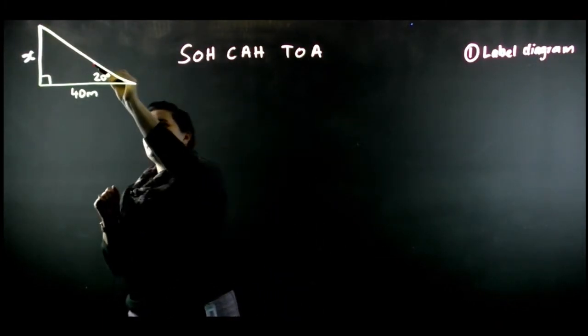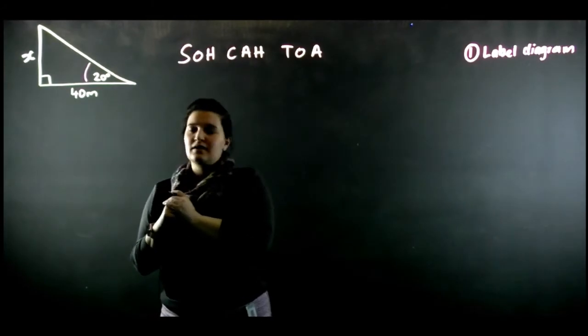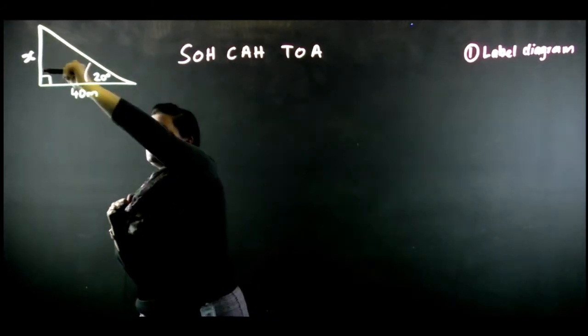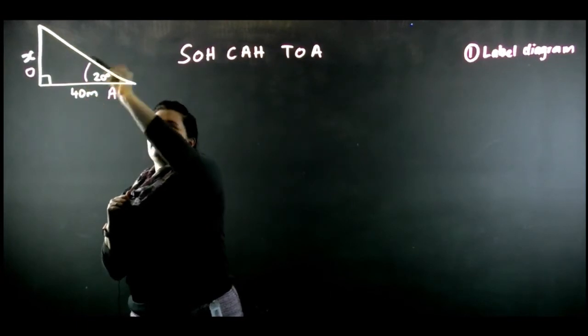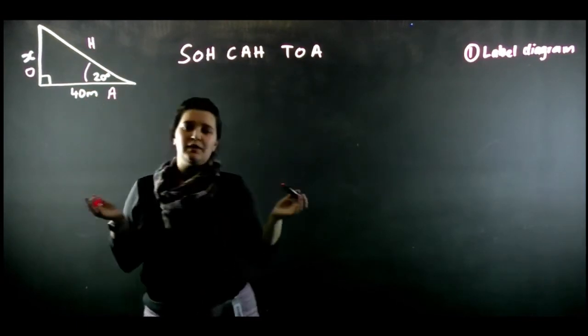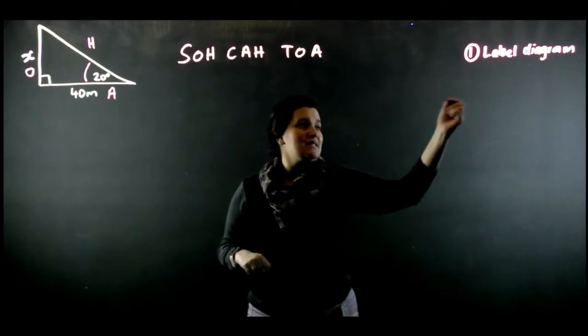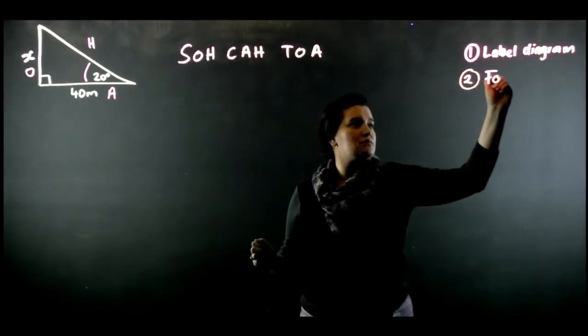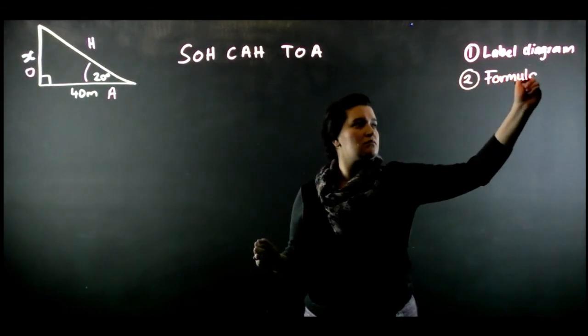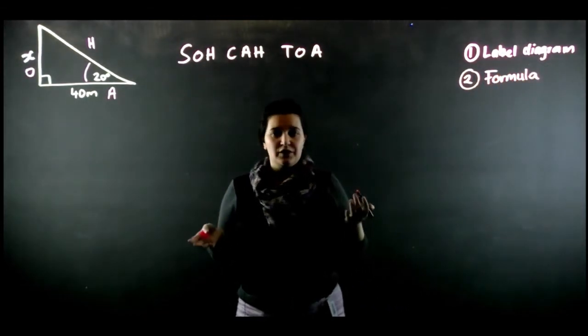Alright, this angle, I've got the opposite side and the adjacent side and the hypotenuse. So I've labelled my diagram. Alright, step 2 is to choose the right formula. So how do I know which formula to choose?